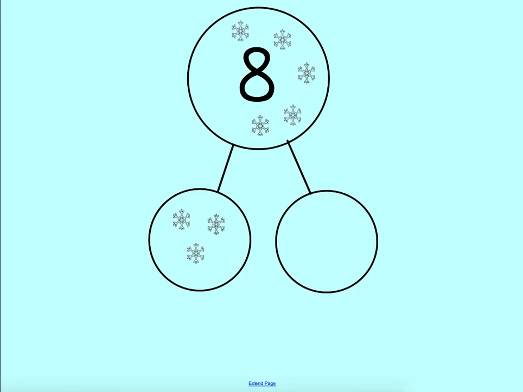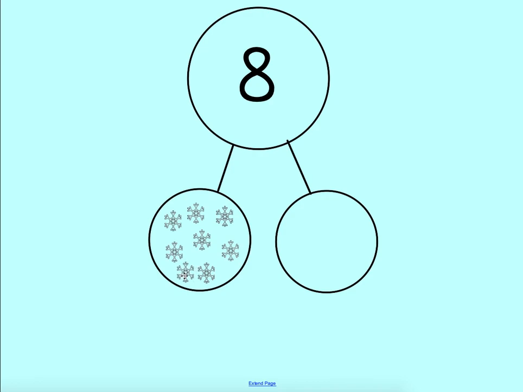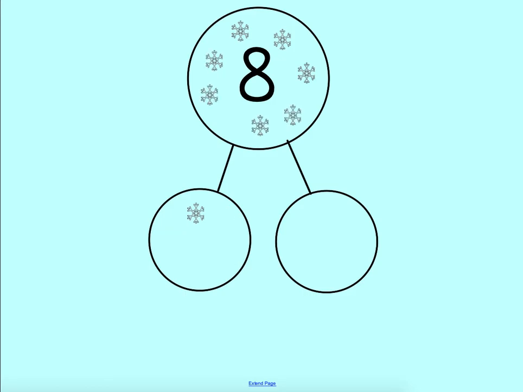What would happen if I put all of them over in this part? If all 8 of them are over here, then how many are in the other part? 0. So we could also break 8 into 8 and 0. Very good. Let's put them back in the top.